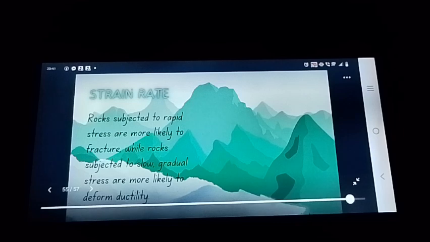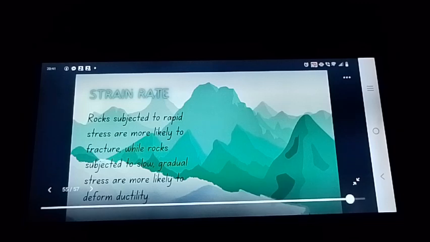Strain rate. Rocks subjected to rapid stress are more likely to fracture, while rocks subjected to slow, gradual stress are more likely to deform ductilely. Imagine trying to bend a piece of metal. If you bend it slowly and gradually, it will likely bend without breaking. But if you try to bend it quickly and forcefully, it's more likely to snap. Strain rate works similarly with rocks. Strain rate is the speed at which a rock deforms. It's how quickly the rock is being stretched, compressed, or sheared. Here's how it affects deformation.